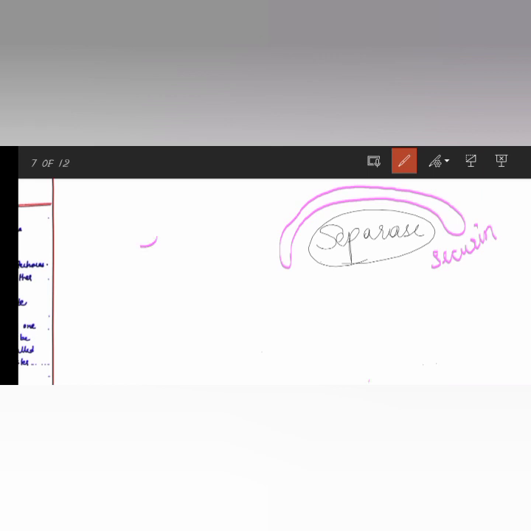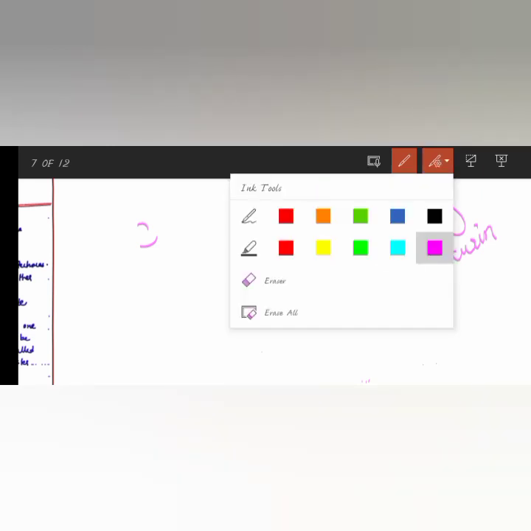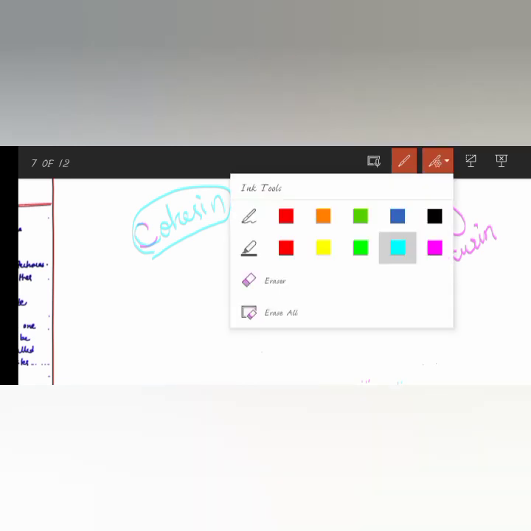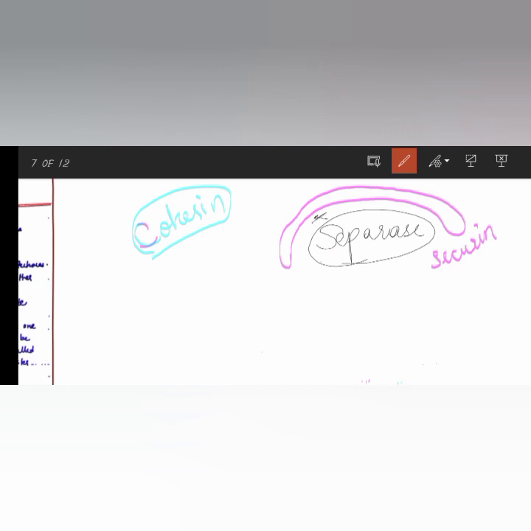Suppose this is the cohesin. Now what will happen? Securin prevents the separase from destroying the cohesin. It will not be able to go there. It will be blocked by securin, due to which the cohesin is intact and the sister chromatids are also intact. As we know, the metaphase plate is organized and the chromatids are present on the metaphase plate.